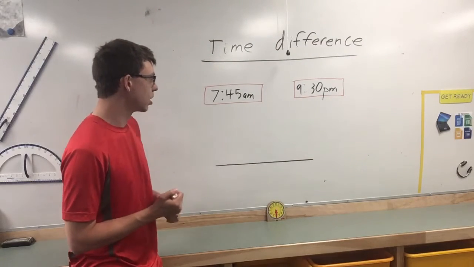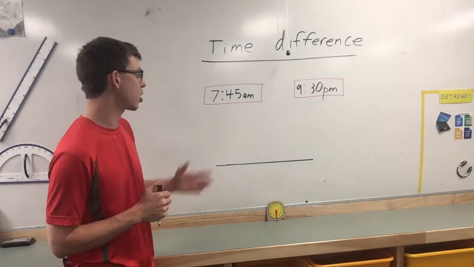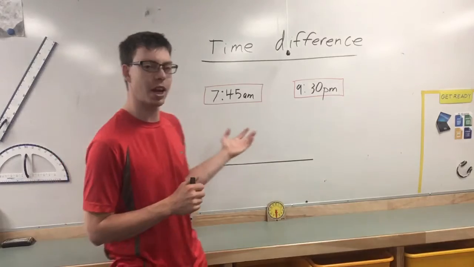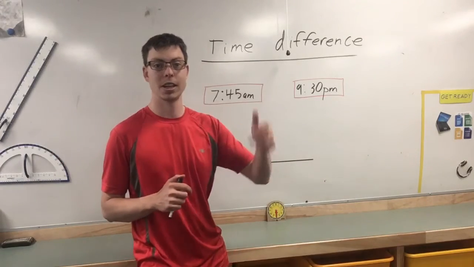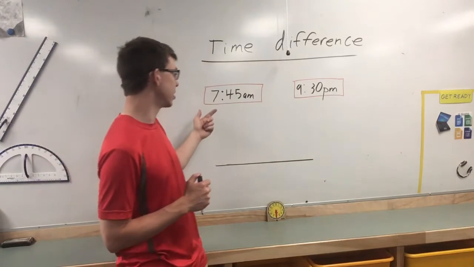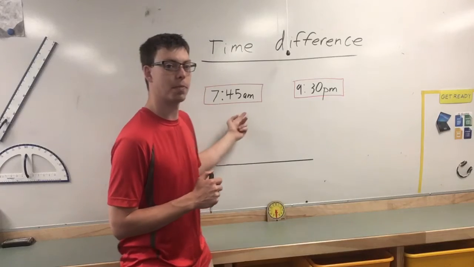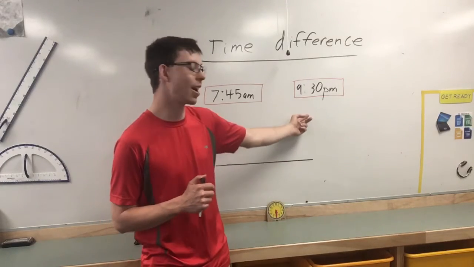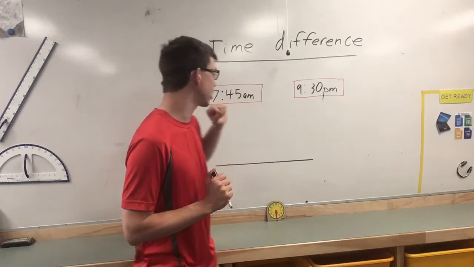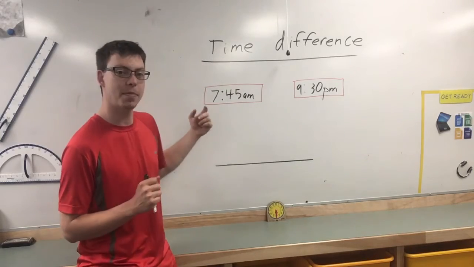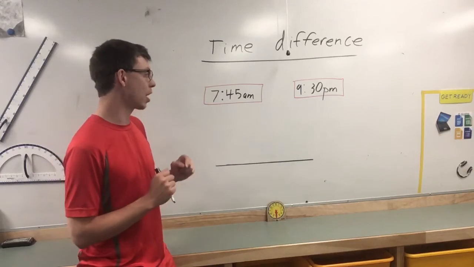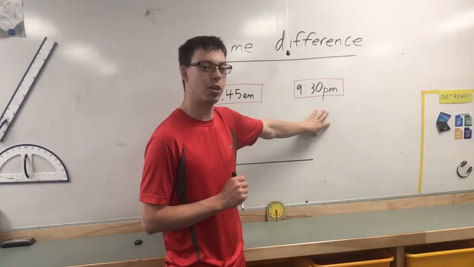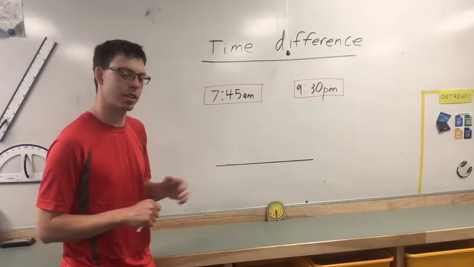Okay. So let's start. Because we're dealing with time and time loops around day after day, you can actually start with either one of these numbers. We have 7:45 a.m. or 9:30 p.m. I'm going to start with 7:45 a.m. and work up. Okay, but you could start with 9:30 p.m. and work down. You'll get the same answer.